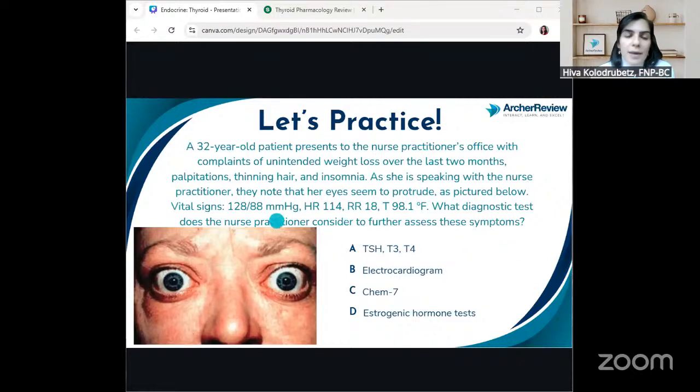Vital signs, your medical assistant took the vitals, 128/88. We may want to check that again. But look at that heart rate. We also definitely want to check that heart rate again. 114, if that's right, what should it be? Should it be 114 at resting? No, right? So already I'm getting a good clinical picture here, right? Respiratory rate, temperature, all that seems fine. What diagnostic test does the NP consider to further assess these symptoms? So they've given you signs and symptoms.